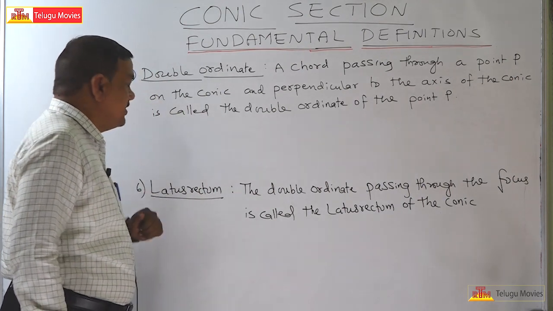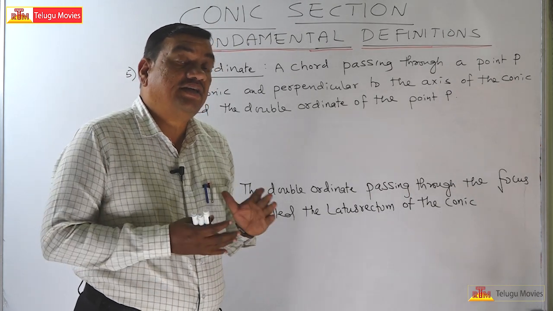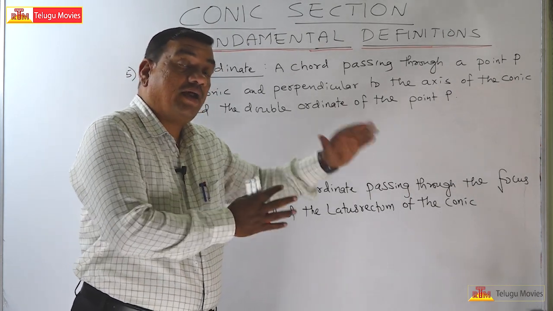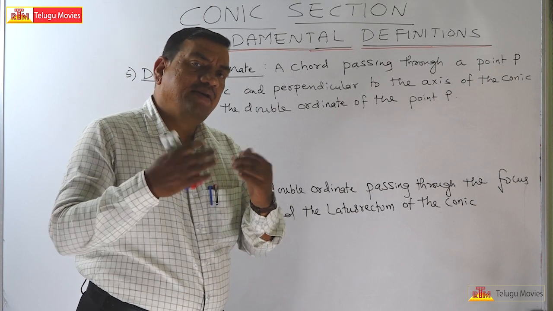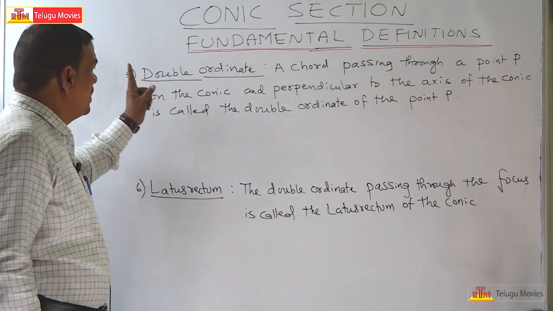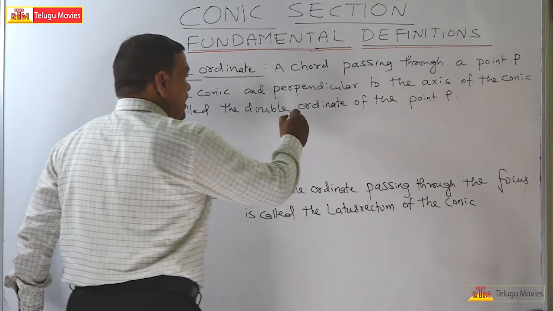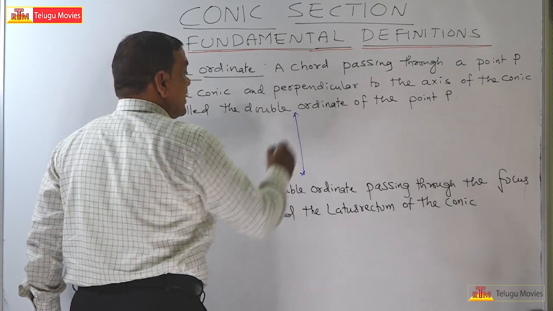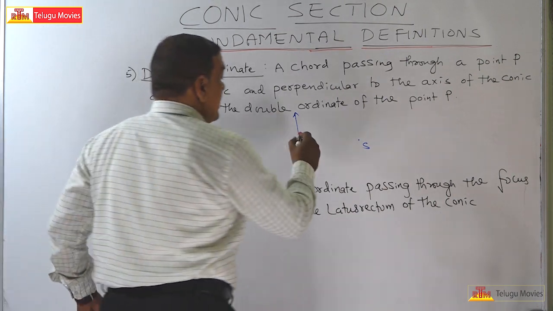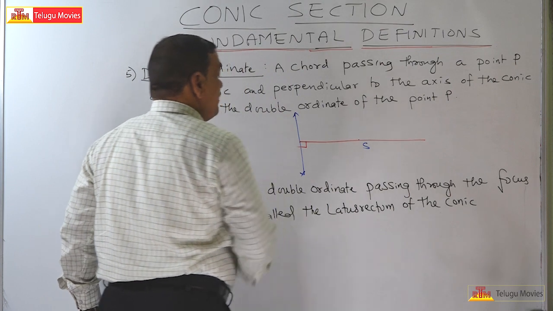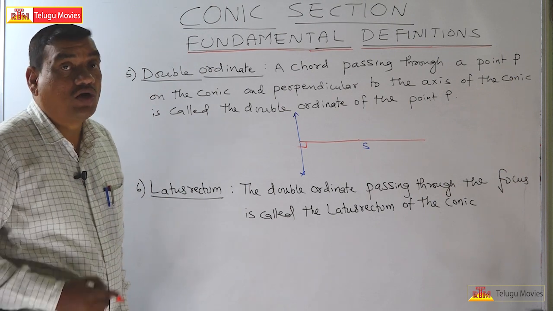One is the double ordinate and the other is the latus rectum of the conic. I am not defining these definitions specifically for a parabola or ellipse or a hyperbola. These are all applicable for any conic section. Now, what is a double ordinate? I will explain using a graph. Let us take this fixed line, which we call the directrix, and this fixed point, which we call the focus. The line passing through the focus and perpendicular to the directrix is called the axis or principal axis.